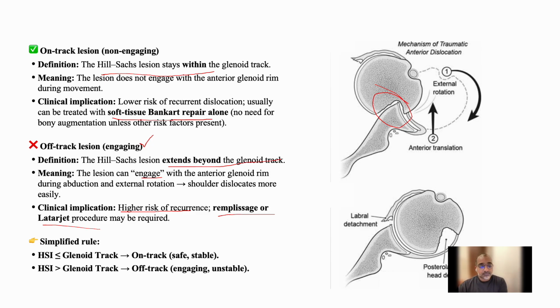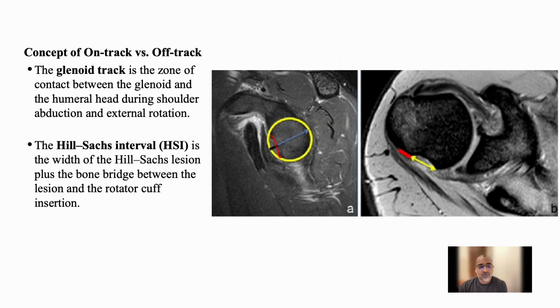So how can we know whether a lesion is an on track or an off track lesion? If the Hill-Sachs interval is less than or equal to the glenoid tract, then it is an on track lesion. And if the Hill-Sachs interval is more than the bony glenoid tract, then it's an off track lesion. So let us see what is glenoid tract and what is Hill-Sachs interval.